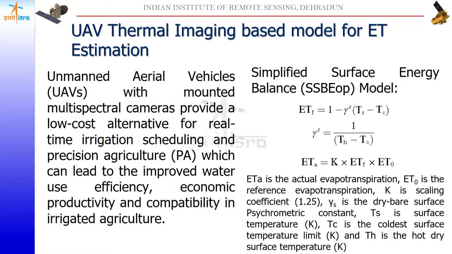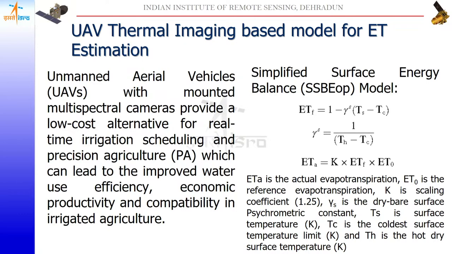So as a follow up, I put one case study in my slide, showing how the remote sensing energy balance method can be used with UAV data sets for ET estimation. Here, the simplified surface energy balance model computes the fraction of evapotranspiration using the thermal sensor data sets, and the information incorporates the surface temperature as well as the canopy temperature.